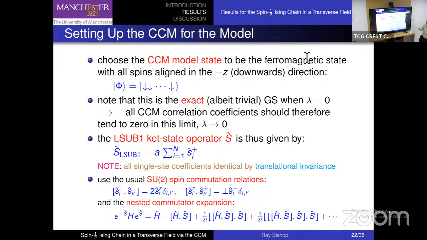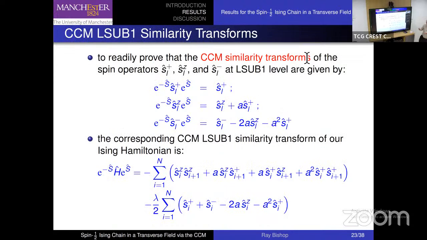And I remind you of the nested commutator expansion. So let's plug that into here. Let's replace S by this. Simple, right? It's only one operator. All right, well, it's trivial to prove the similarity transforms of these individual operators. Obviously, S plus is just S plus, because every bit of S commutes with S plus.